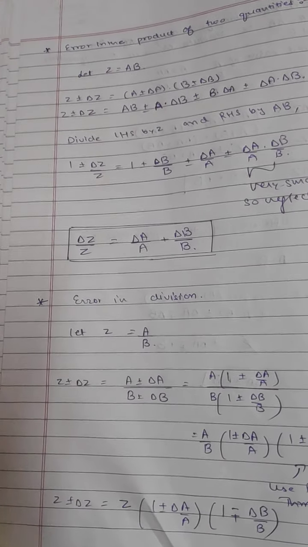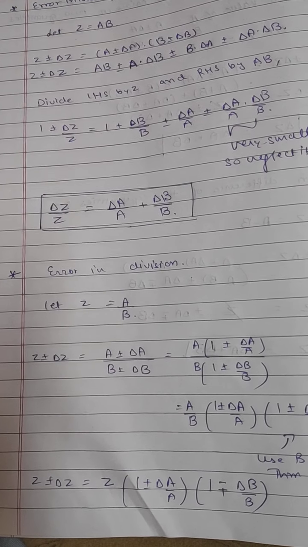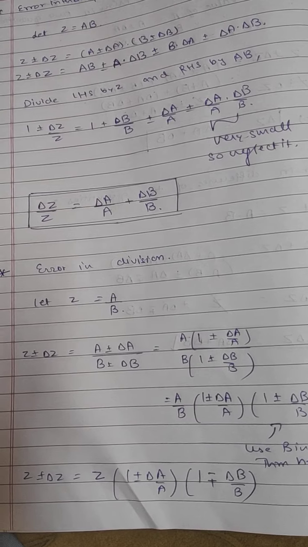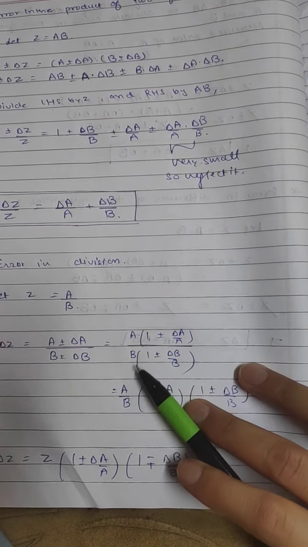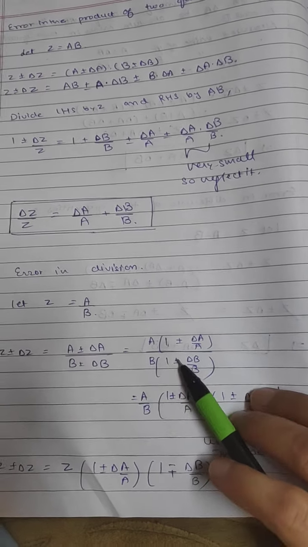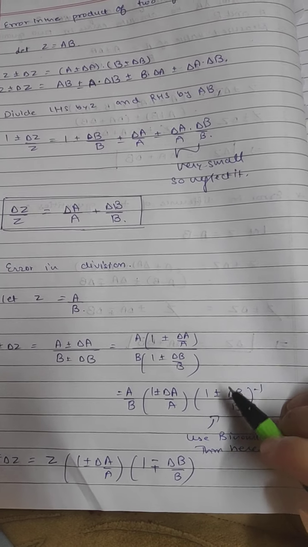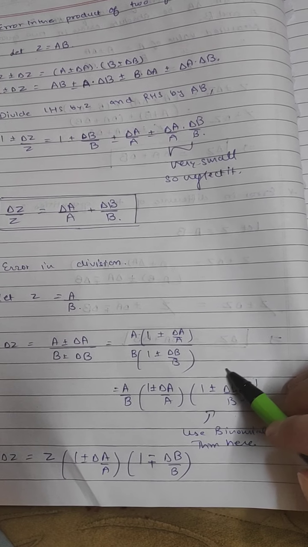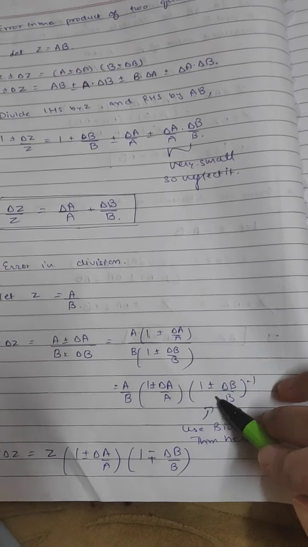Now we'll discuss error in division. In error in division, let Z be equal to A by B. How do we represent the error? Z plus minus delta Z, and we'll put in the values of A and B. Now what we have done is taken A common from the numerator and B from the denominator, and I have kept A and B separate, and the power of the denominator term will be minus 1. Because this is a small term, here we can use the binomial theorem, we can take minus 1 in front of delta B, so it will become minus plus.